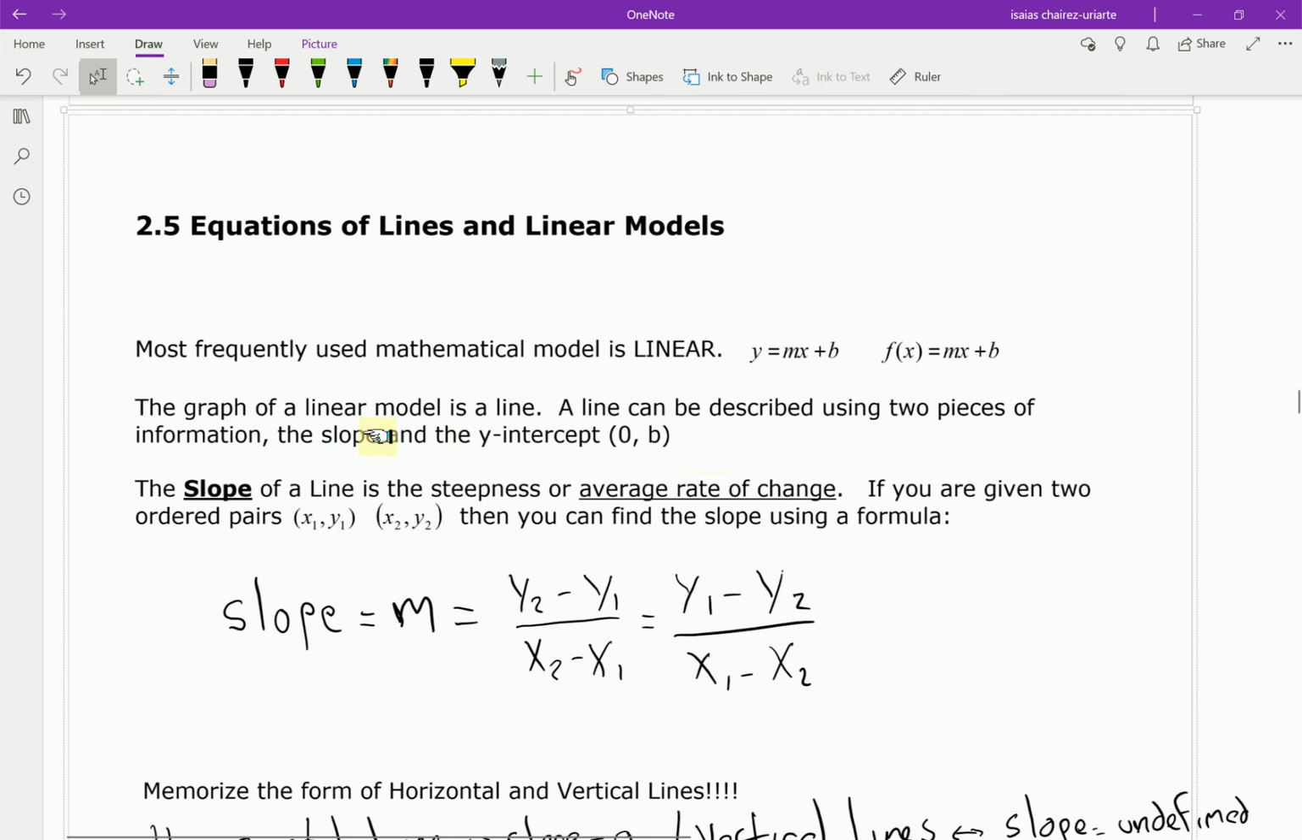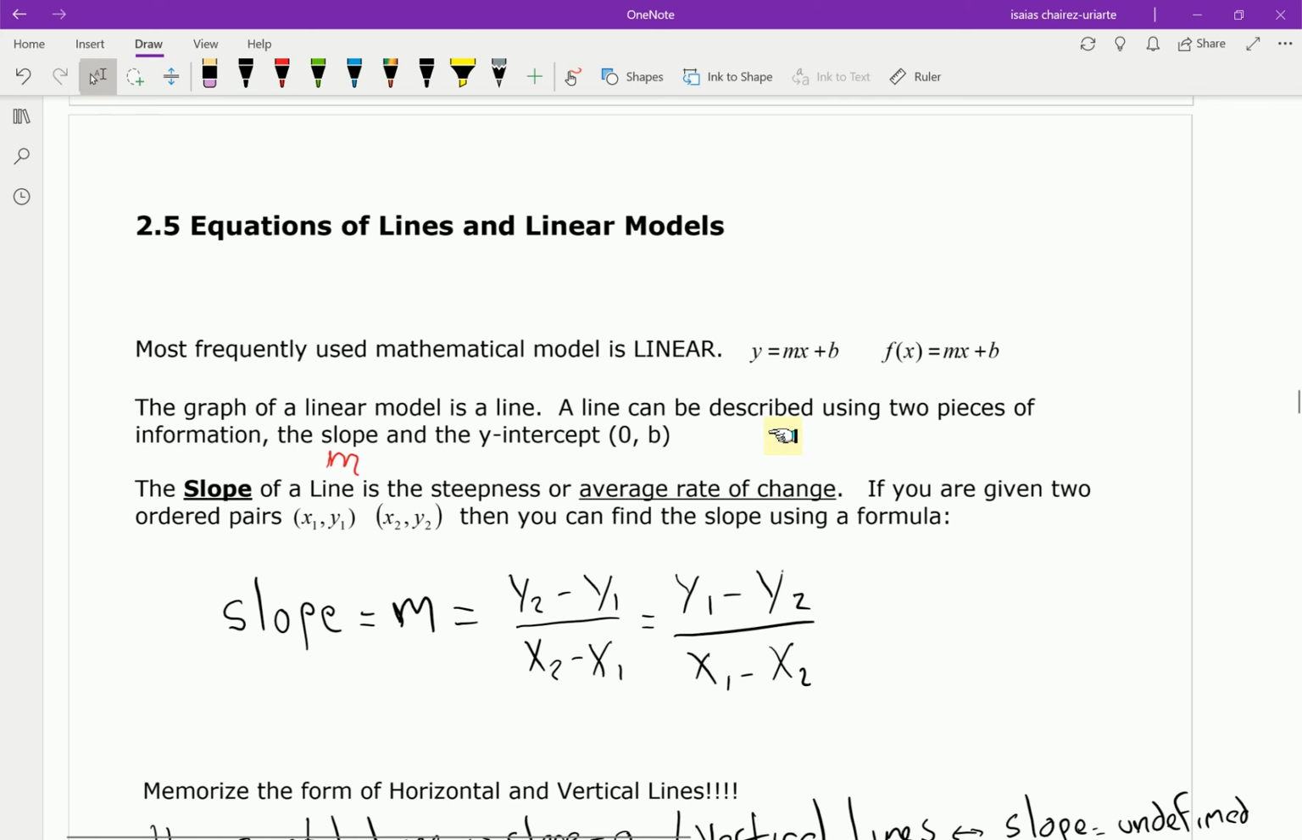The graph of a linear model is a line, and it can be described by two pieces of information. What we said is the slope, which is this letter m, so let's just start calling slope m, and the y-intercept. The y-intercept is a point on the y-axis, so its x-coordinate is 0. So that's what this b is talking about over here. It's the point 0, b.